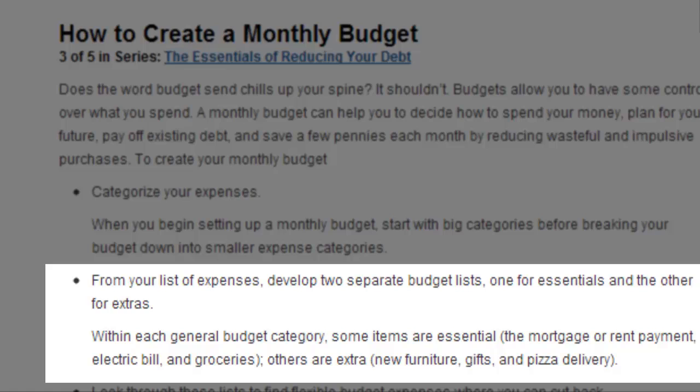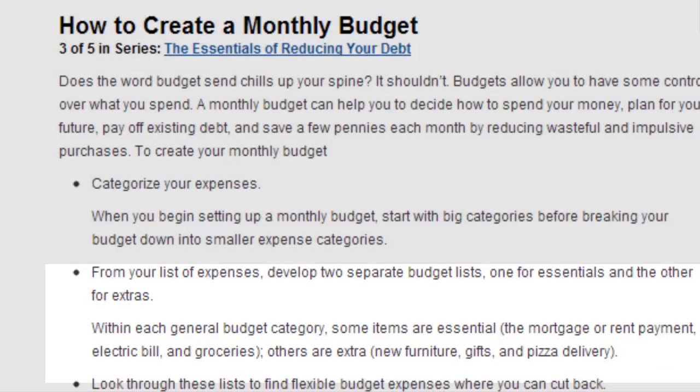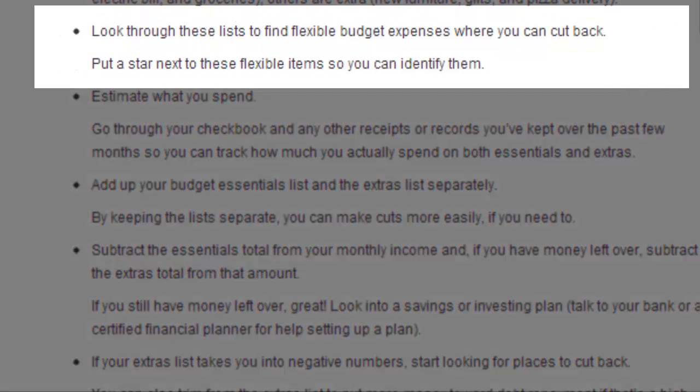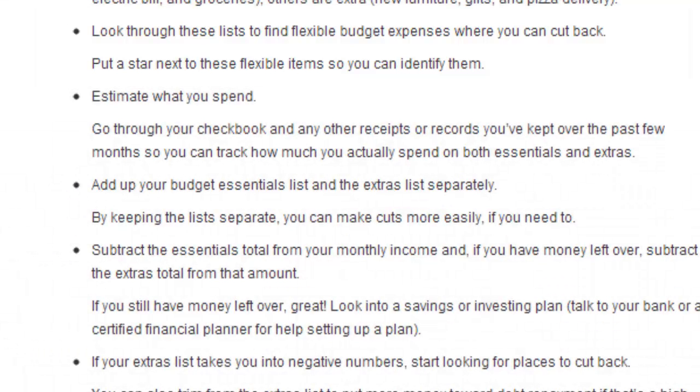Wait, where did my first list come from? Is that my categories? Why is it now called a list? Now I'm getting really confused. Look through the list to find expenses where I can cut back. Wait, the author hasn't mentioned once putting a dollar amount to the category, so how do I know where I might be able to cut back? I don't even have estimates for what I spend.